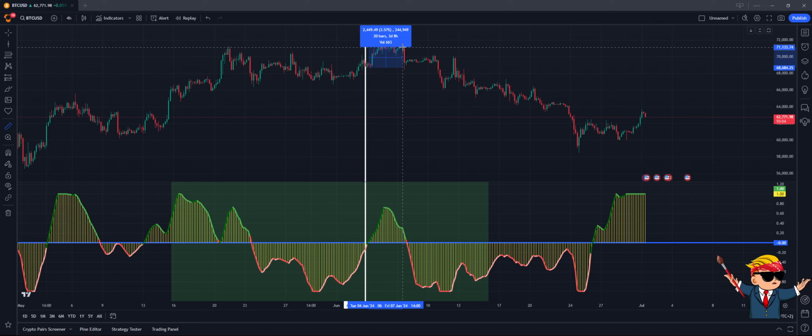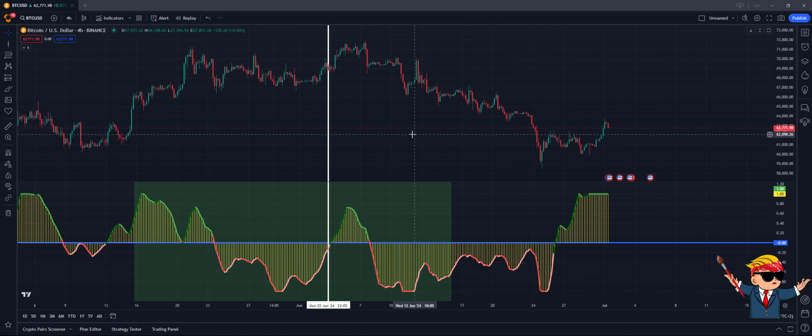Then you're still talking about a 3 or 4% trade. And this is just based on what the system is giving you. So it's quite simple.